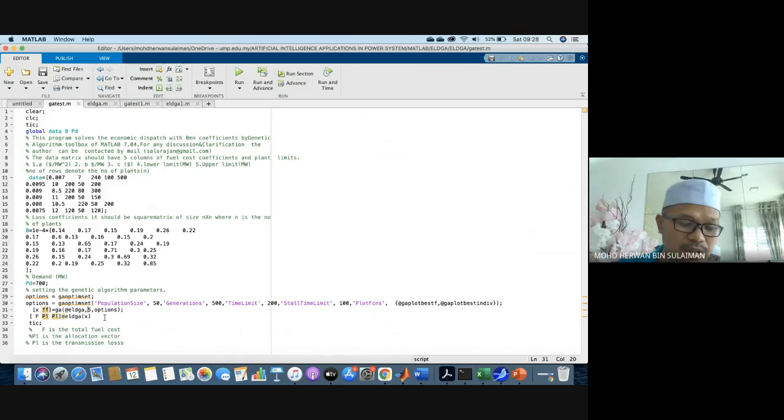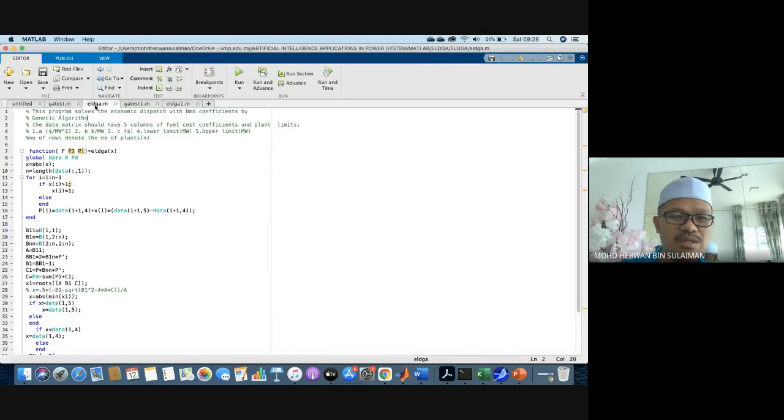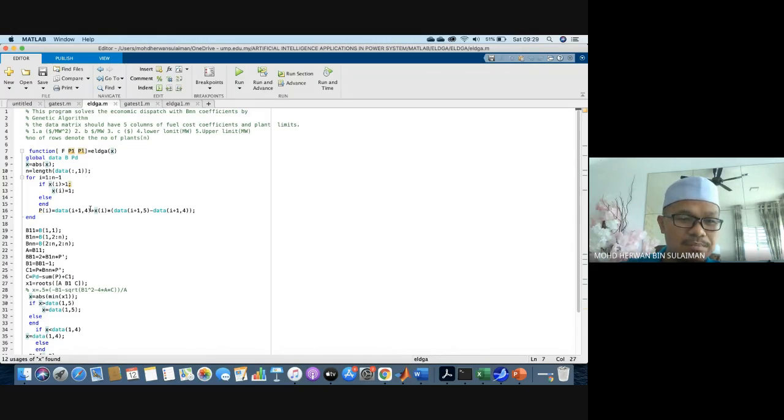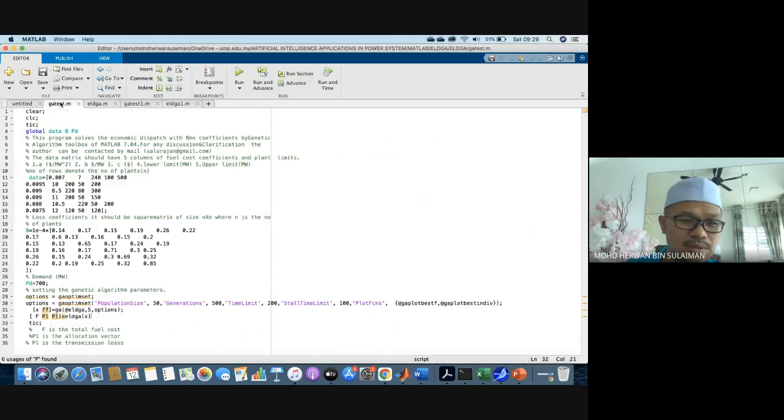So let's take a look at how the program goes. Basically, when you have problems, you can use the GA toolbox. But the important thing is you need to give the GA the objective function that you want to solve. That's why they put the function name ELDGA here. So you open the ELDGA. This is the objective function file. The objective function file is where you find your F. I think P1 is your power output of the generators. PL is the transmission loss. So you just call back what your X is. Your X is a random number. I think this has been done in the GA toolbox. So this is how the program goes. And if you look at this data, n is the length of data column 1. The length of column 1, we have 6.